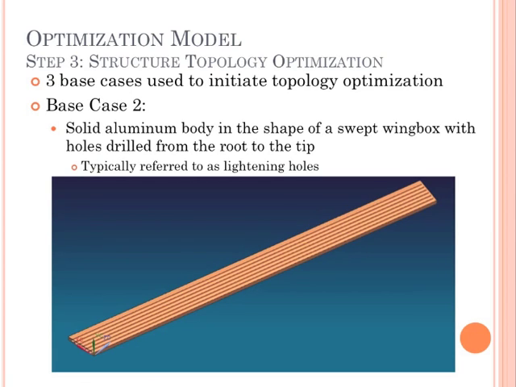The model for base case 2 uses the same solid beam as base case 1 with lightening holes drilled from the root to the tip of the wing box, as shown. The lightening holes are a common feature for aircraft ribs.